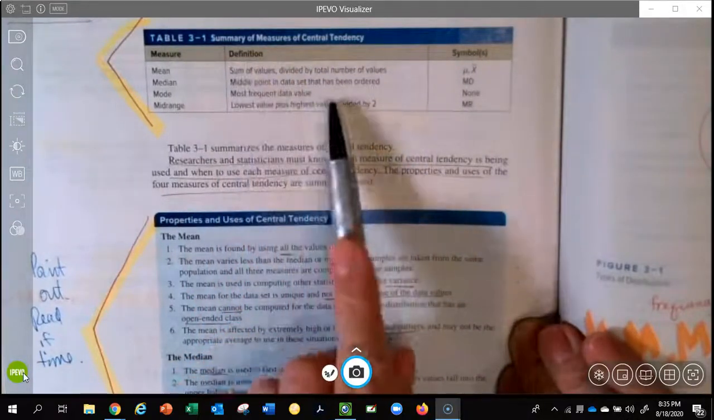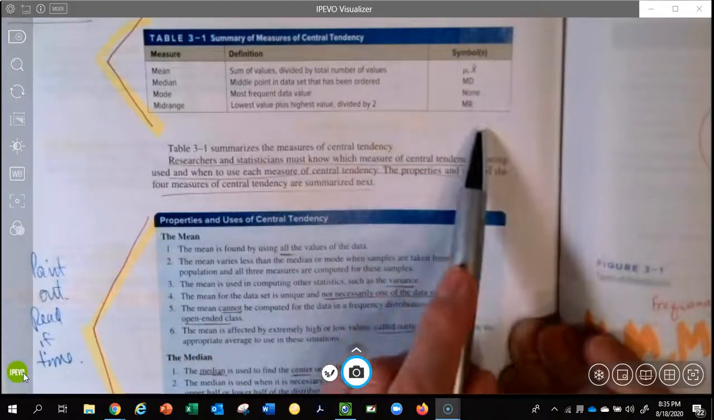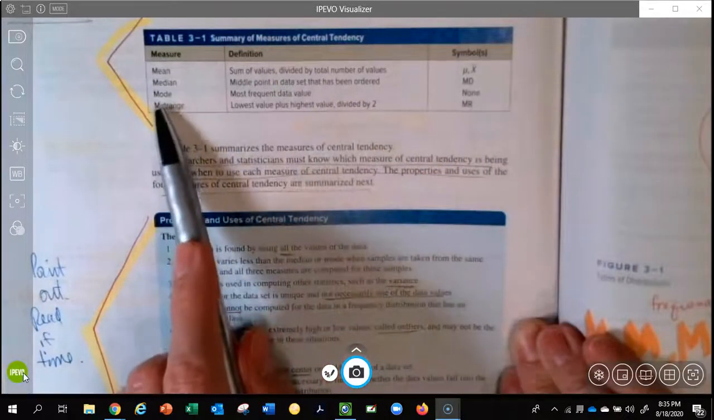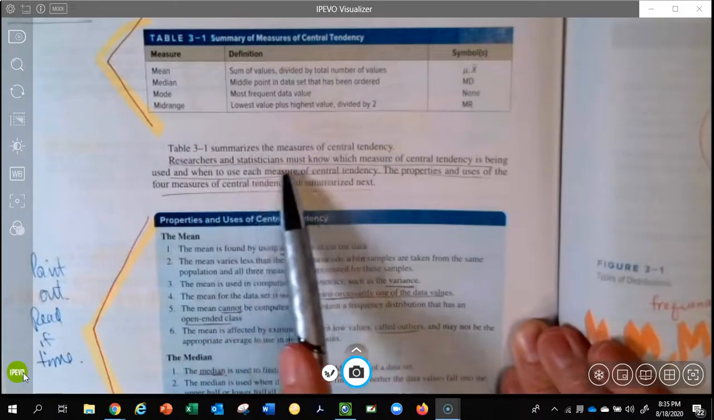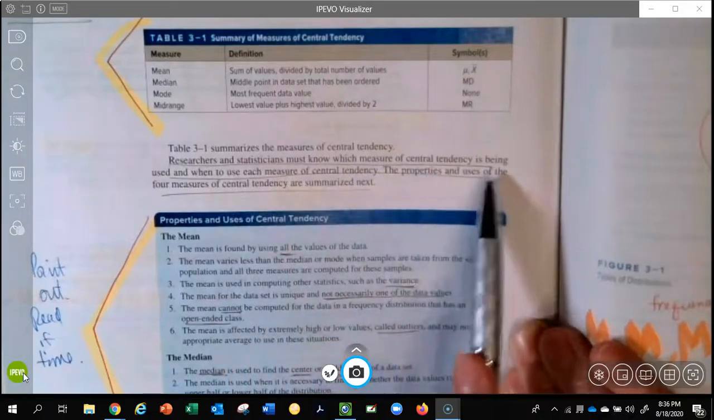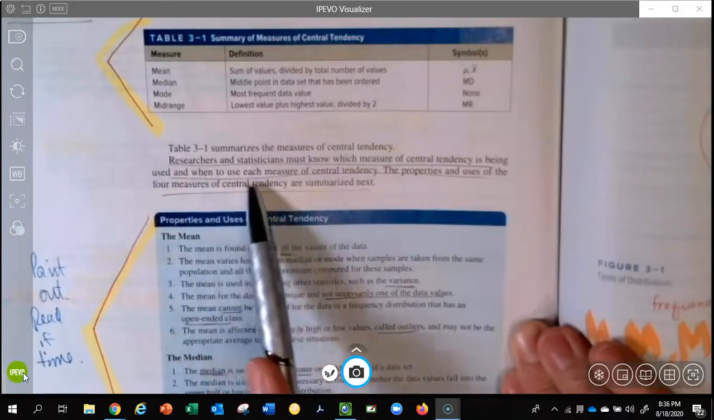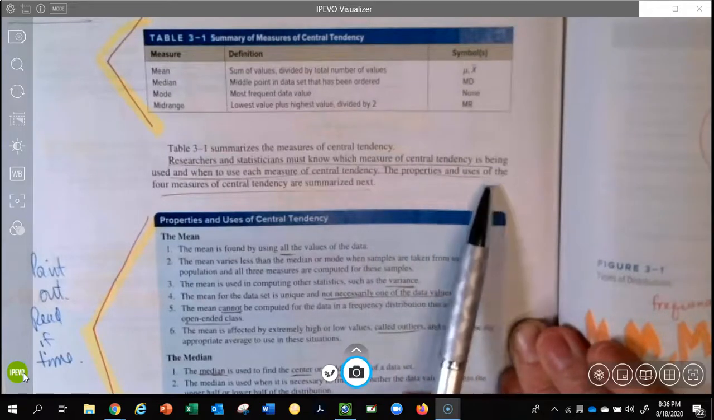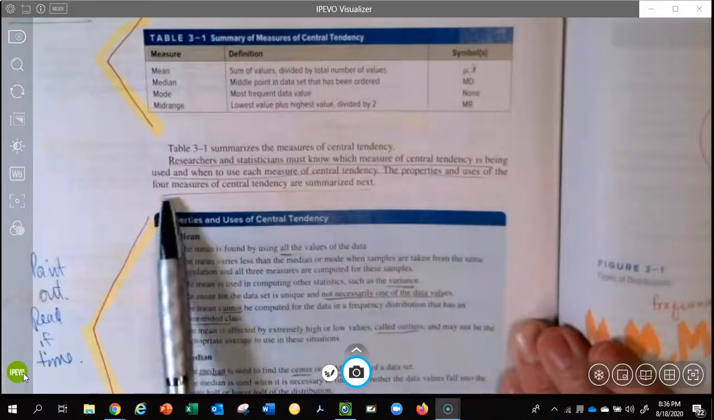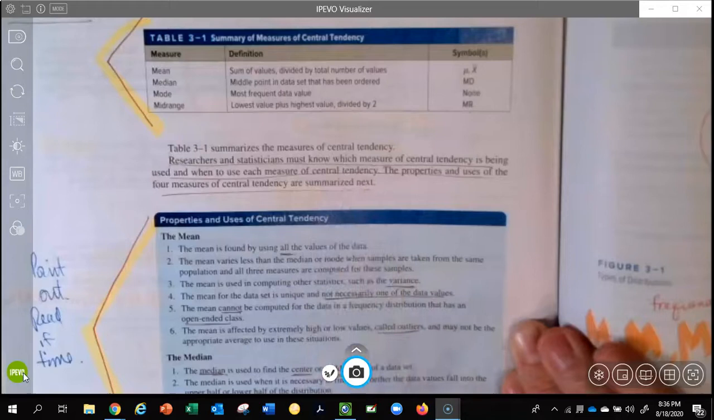And you might want to add these words to your index card. You want to make sure you've got the symbols. But this whole section we've been talking about mean, median, mode, and mid-range. Researchers and statisticians must know which measure of central tendency is being used and when to use each measure of central tendency. So this whole section 3.1 is about measures of central tendency, trying to find the middle, trying to find the center, trying to find an average, if you will. The properties and uses of the four measures of central tendency are summarized next.